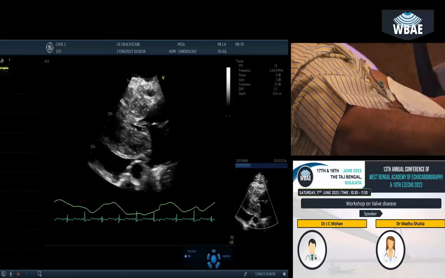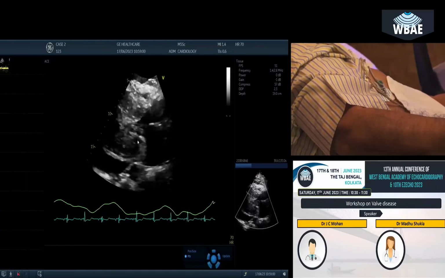No. This is pointer, but he will take his pointer.